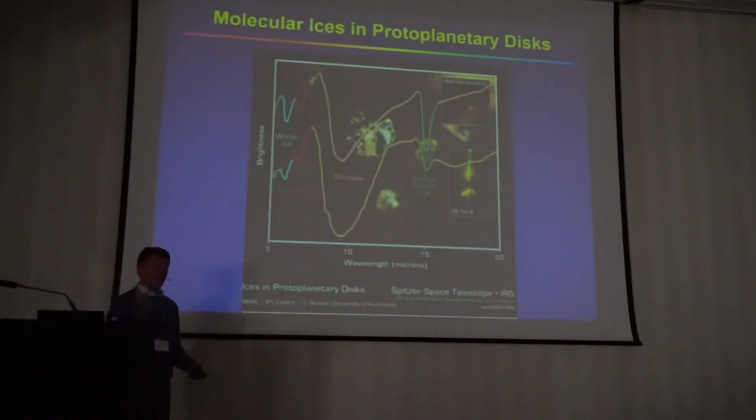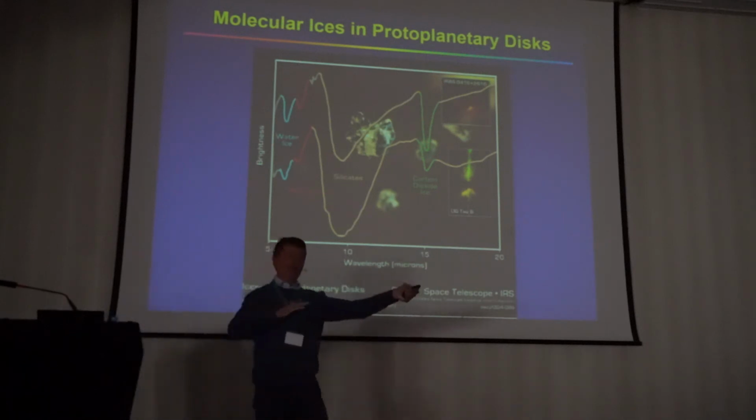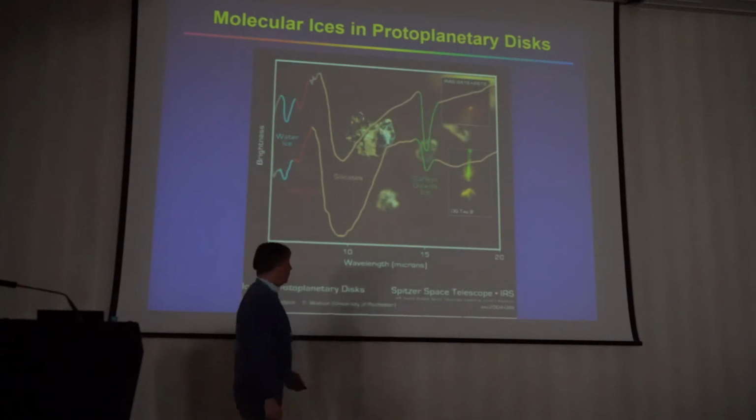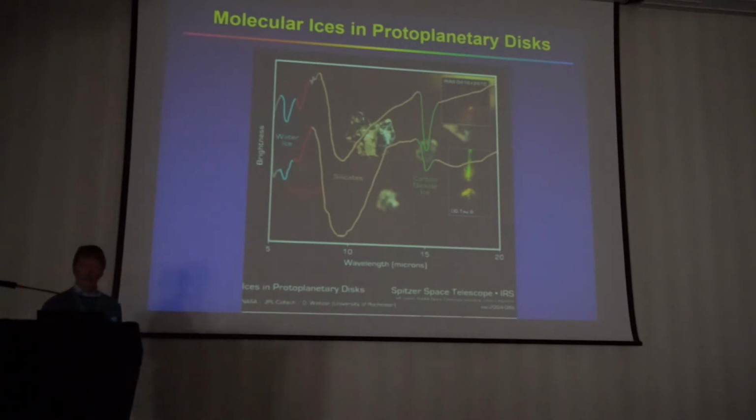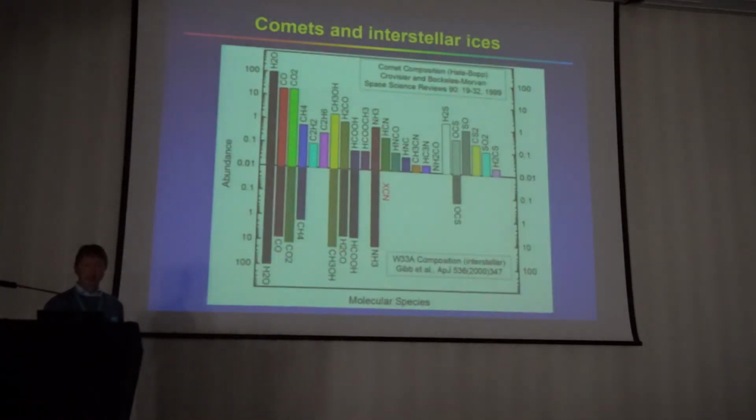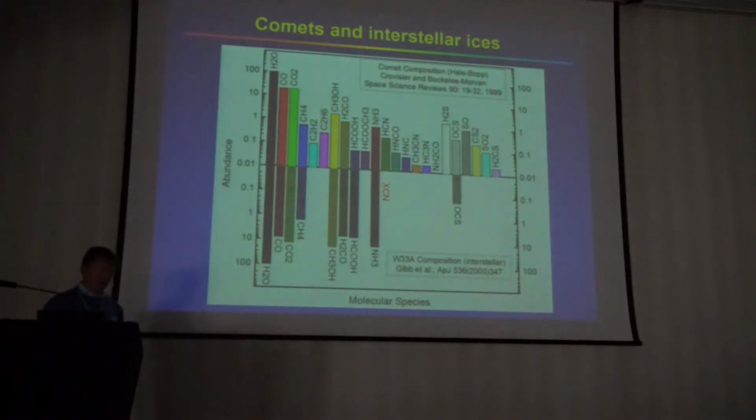So we also have molecular ices, so these are absorption spectra. If you have a disk edge on, you can actually get absorption spectroscopy. And you see here carbon dioxide, methanol ice, NH3 ice is all present in these environments. And if you do the same exercise for the ices, you again find that comets and interstellar ices have very similar abundances, which is another argument for the fact that many of these molecules come from the star-forming region.